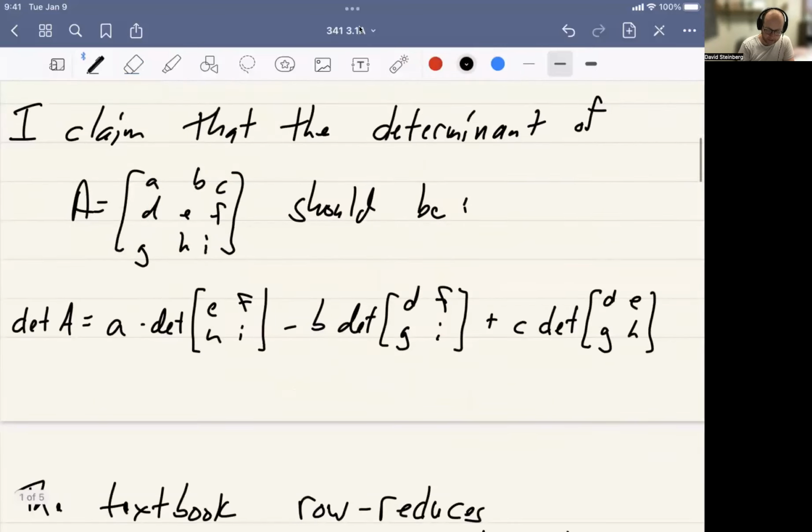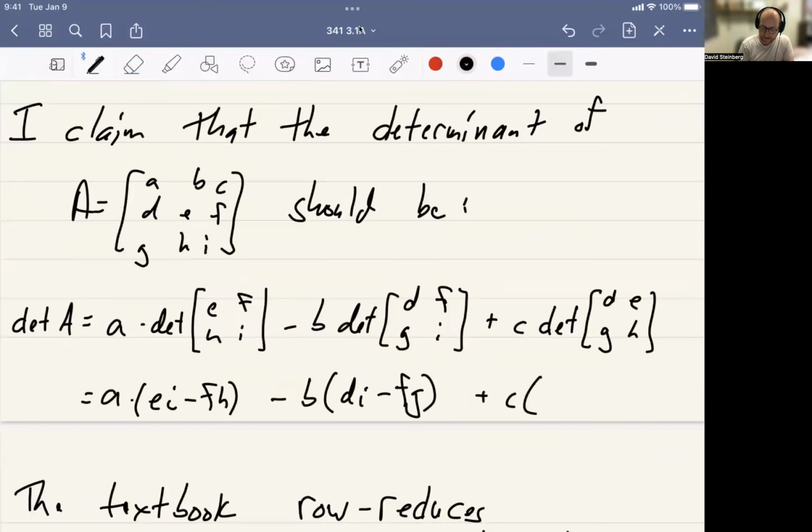And then if we wanted to make this even more explicit, we could say this is A times (EI minus FH), minus B times (DI minus FG), plus C times (DH minus EG).